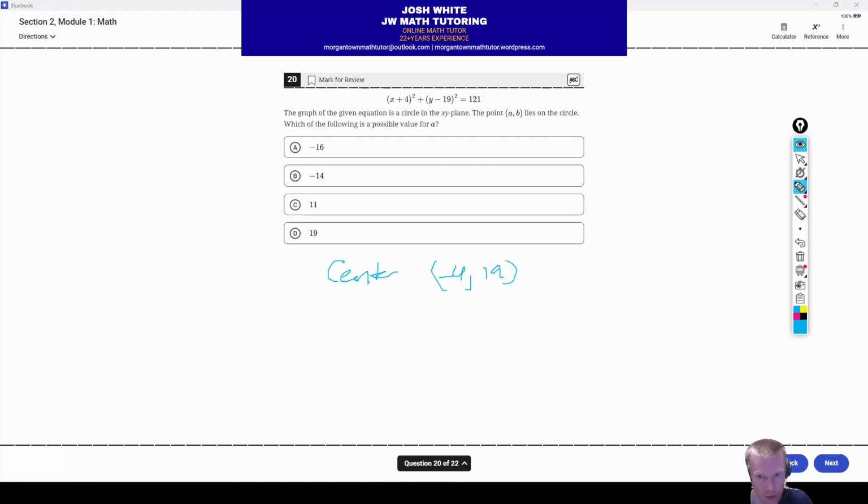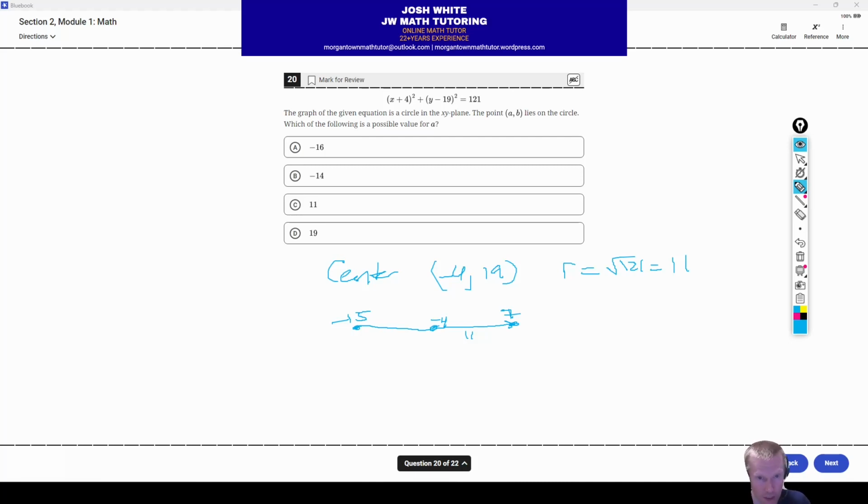Notice that they're asking for A, which is the x-coordinate. Also notice the radius of this circle is the square root of 121, which is 11. So that means you have the center at -4 here, and the radius goes out up to 11 units to the right. So this is a distance of 11. That would put you at +7, -4 plus 11. And then also 11 units to the left, which would be -4 minus 11. So -15. So all the x values are going to be between -15 to 7.